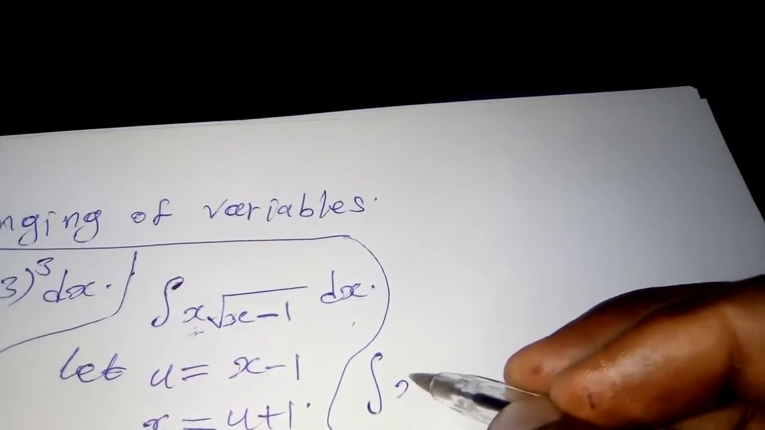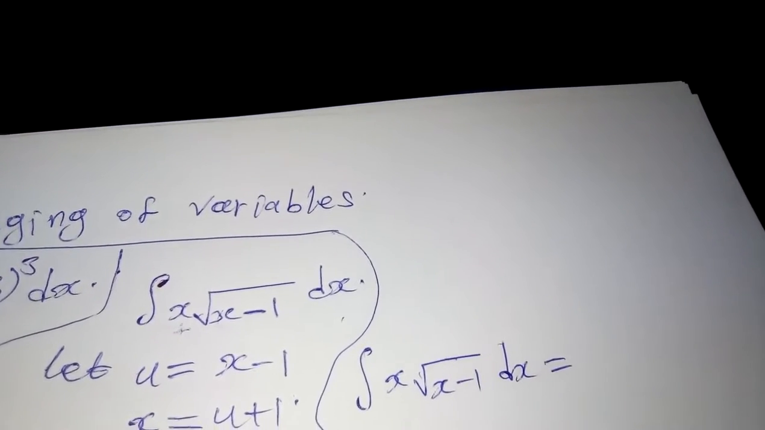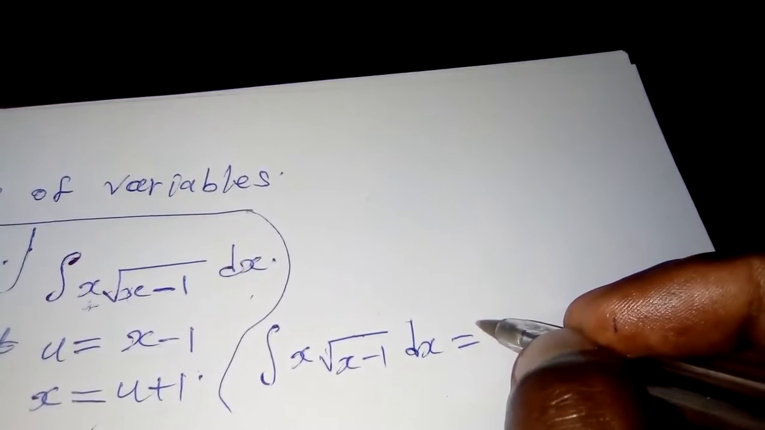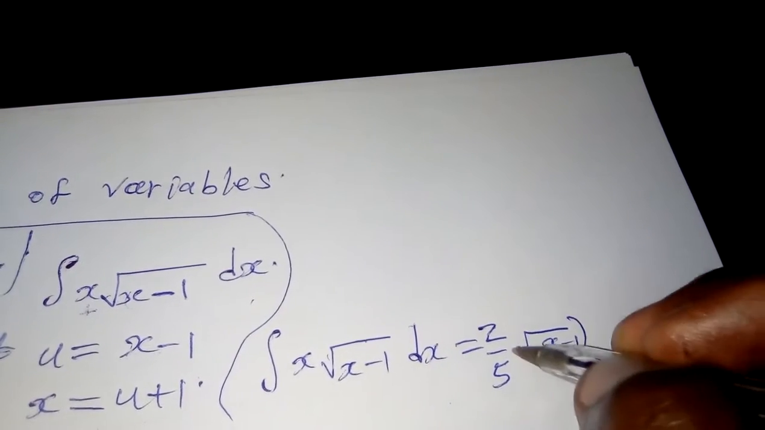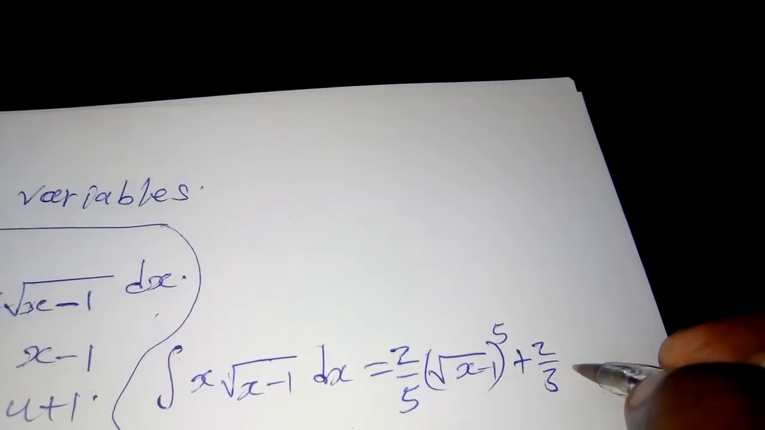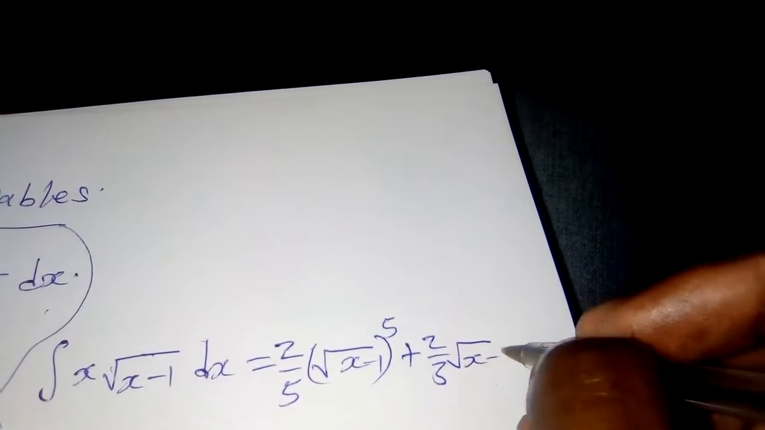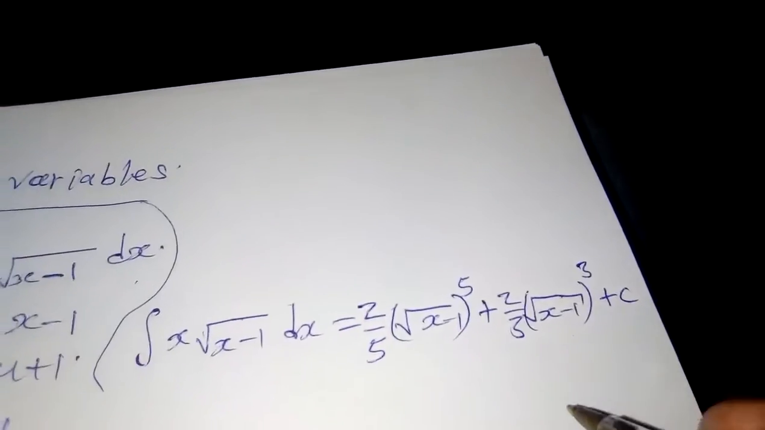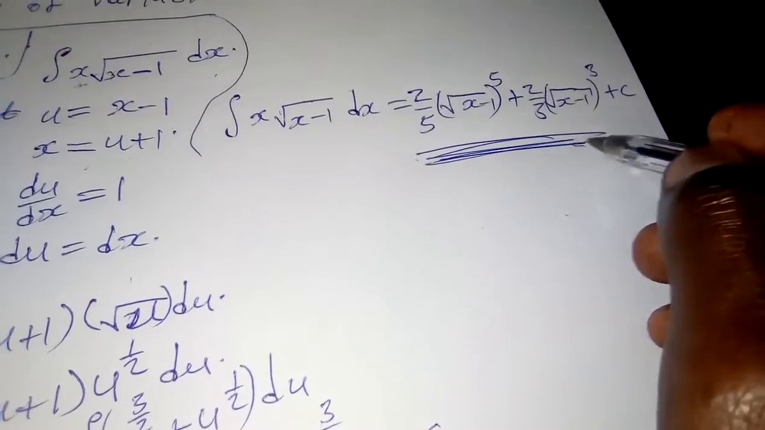So my integral of x root x minus 1 dx will now just be equal to 2 over 5 times, where there's u, I'm putting the root of x minus 1 raised to power 5, plus 2 over 3 times, where there is u, we put the root of x minus 1 in brackets like that, to the power 3, plus c. So this will now be your final answer.